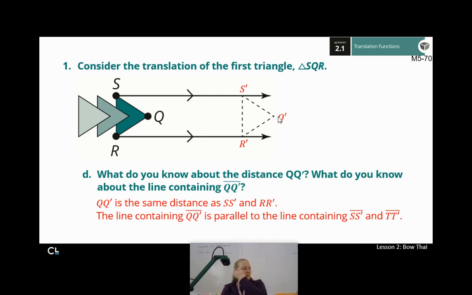So this brings up some interesting things. All of these lines were parallel, kind of like the one we picked for the translation in the beginning, right? And all of those distances were equal, kind of like the translation machine that we picked in the beginning where we measured with our compass and made sure we had the same distances.